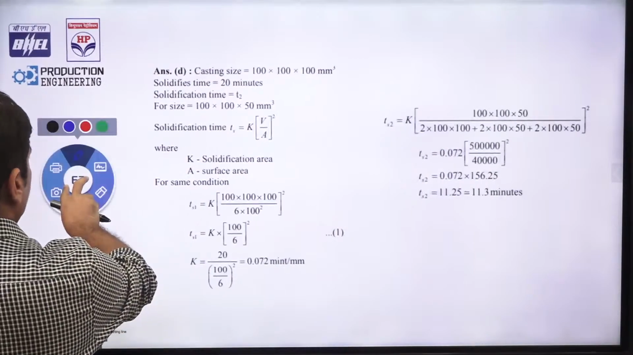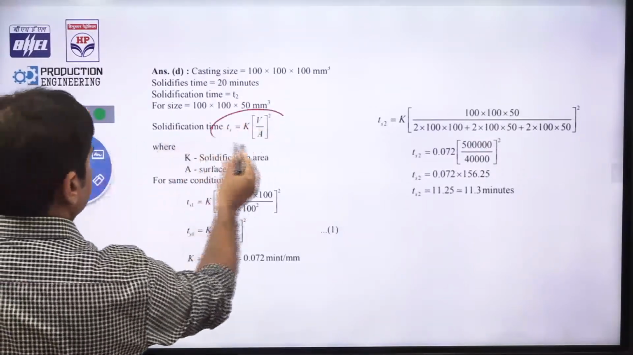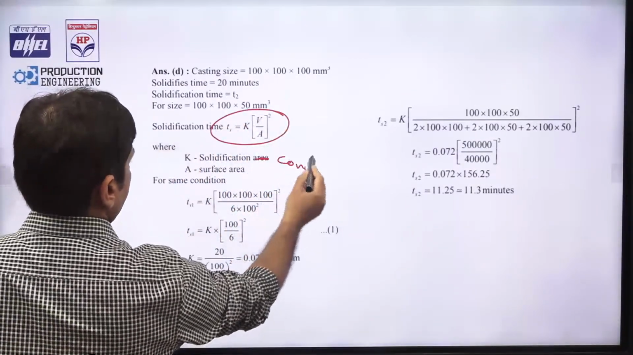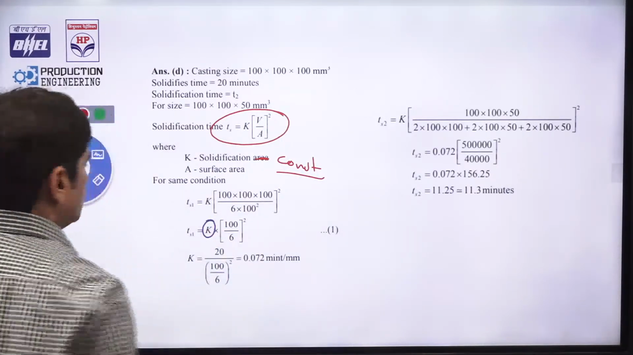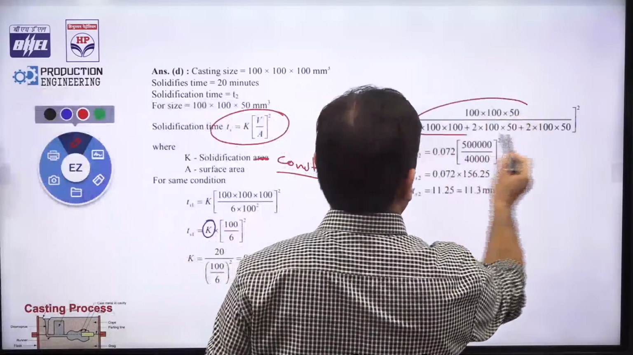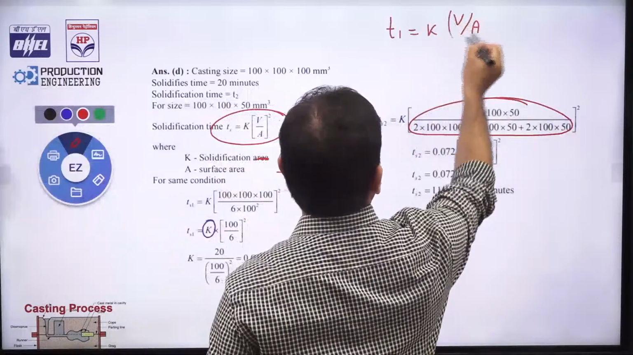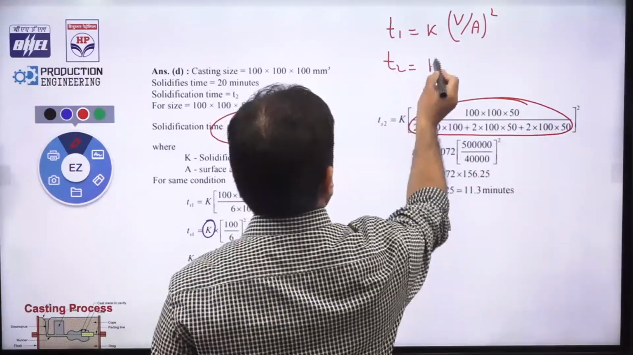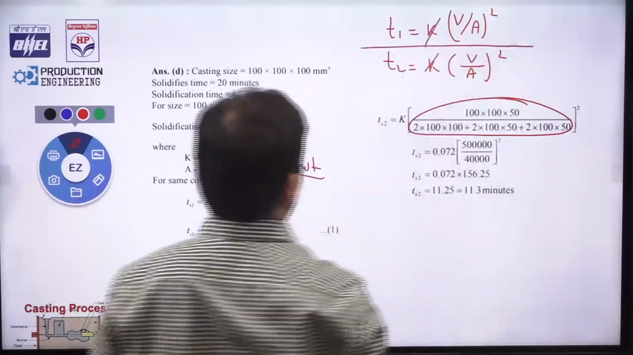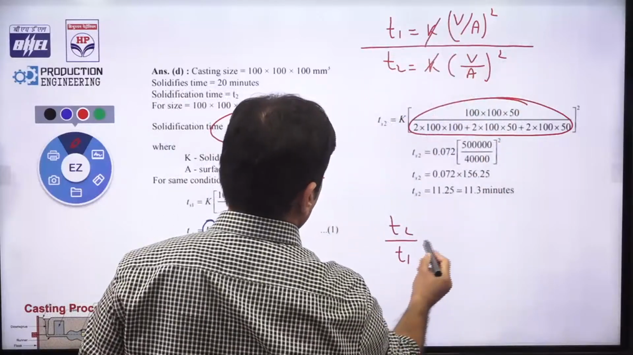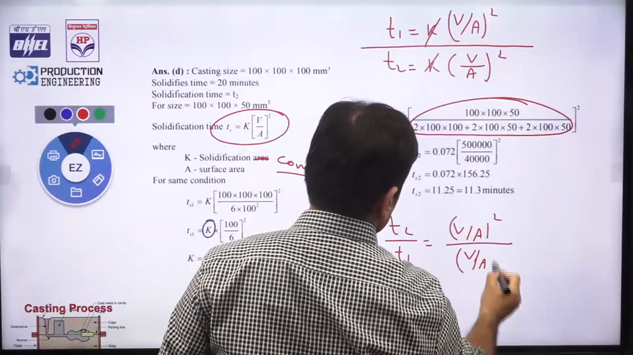K is the solidification constant. You know this formula, right? We just use this formula. If the material is the same, the solidification constant is going to remain the same. So I just use the K value. In this case also I get V over A. So T1 is equal to K into (V over A) whole square, and T2 is equal to K into (V over A) whole square. Now this K will get cancelled out if you take the ratio of the two. I want to calculate T2. T1 is 20 minutes.